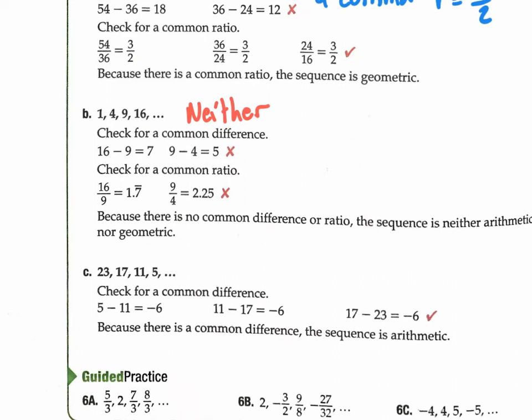Might as well do C right here. 17 take away 23, that's -6. 5 take away 11, that's -6. 11 take away 17, that's -6. There is a common difference. What does that mean? That this is arithmetic.